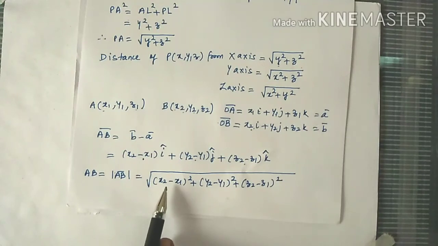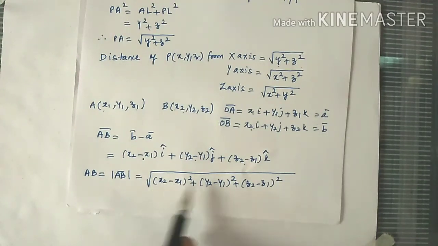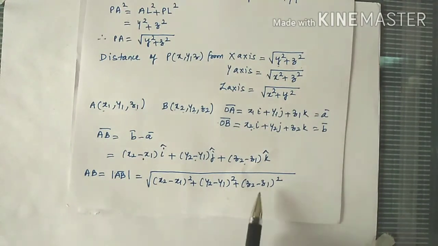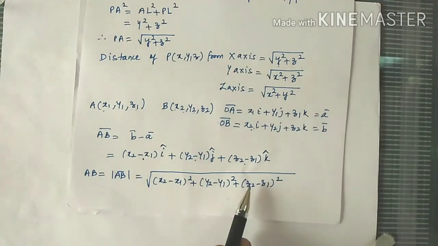In 2 dimension, the distance is root x2 minus x1 square plus y2 minus y1 square. Now since we are considering 3-dimensional geometry now, we have z coordinate also. So next term will be z2 minus z1 square. So this is distance formula in 3-dimensional geometry. Okay.